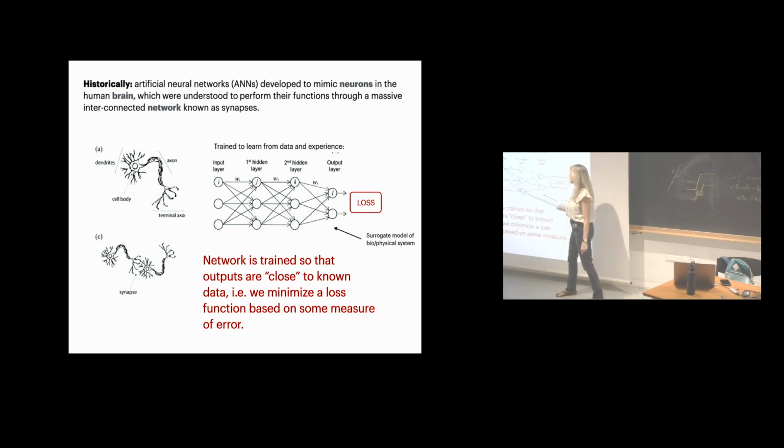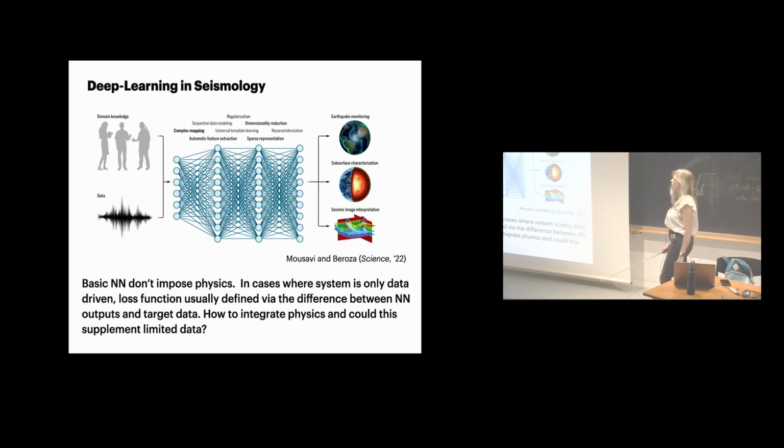You have some input layer, a bunch of knobs you can turn. They give rise to a loss function that you try to minimize. If you tweak these knobs enough, you can get a surrogate model of some biological or physical system. So the network is trained so that the outputs are close to known data. Neural networks don't impose physics in and of themselves. In the case where the neural network is only data-driven, the loss function is usually defined by some inputs, some outputs, and some target data. So there's been lots of discussion on how we can introduce physics into this type of model.